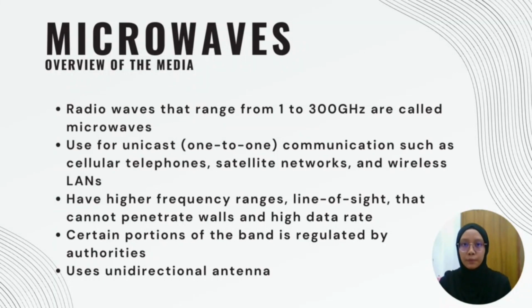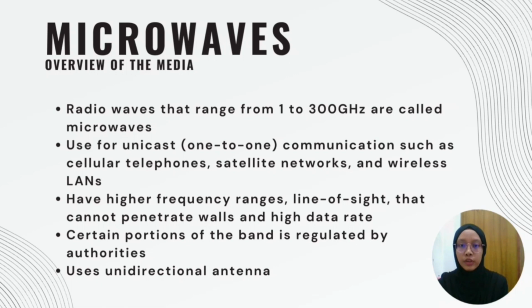Now I want to talk about the next unguided media, which is microwave. As an overview, radio waves that range from 1 to 300 GHz are called microwave. Microwave is used for unicast, which is one-to-one communication, such as cellular telephones, satellite networks, and wireless LAN. Microwave has a higher frequency range, line of sight that cannot penetrate walls, and high data rate. Certain portions of the band are regulated by authorities.